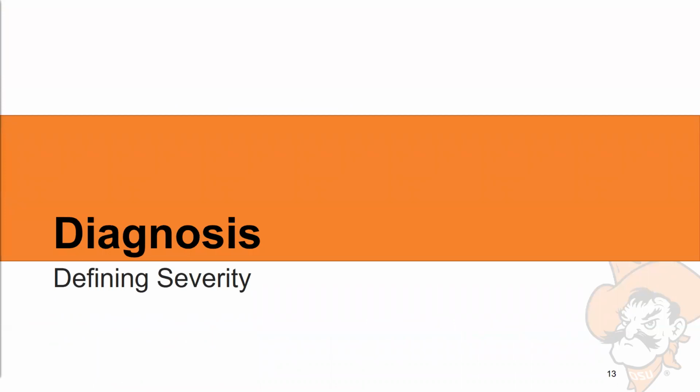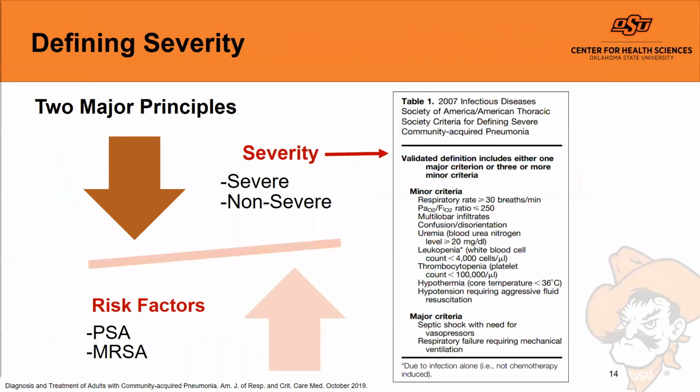Next, we're going to take a little more detailed look at the second major principle, which is defining severity of illness. As you already know, this basically translates to categorizing your patient into severe versus non-severe pneumonia. So how to determine this? Here on the right-hand side is a screenshot from the updated guidelines that outline how to determine if a patient meets criteria to be considered severe.